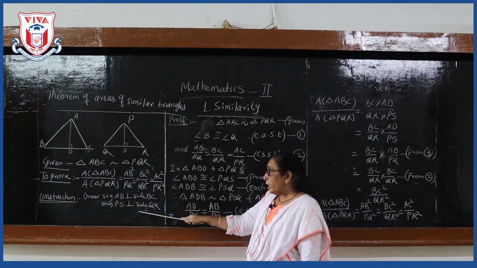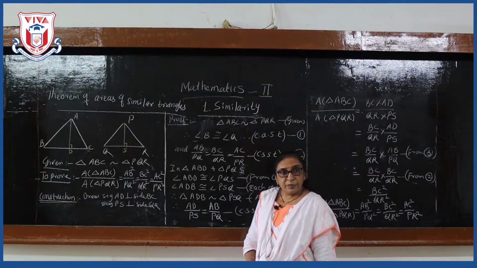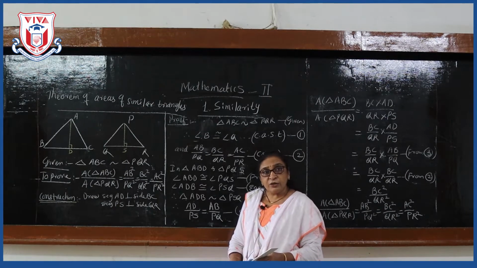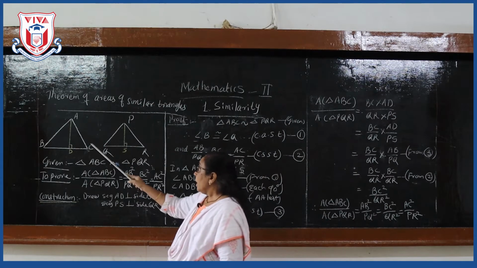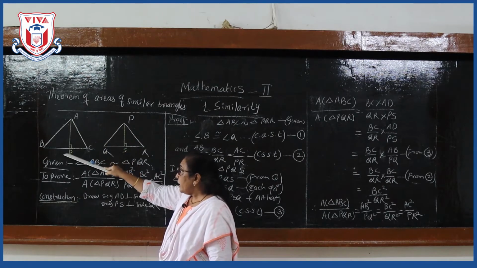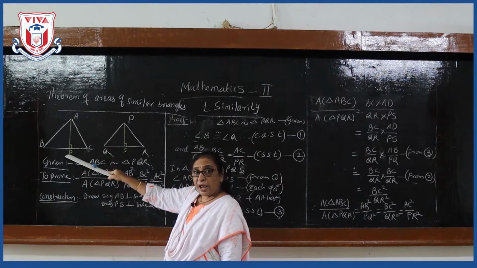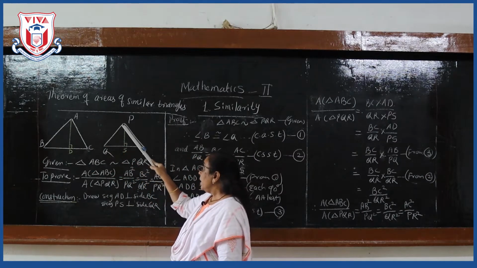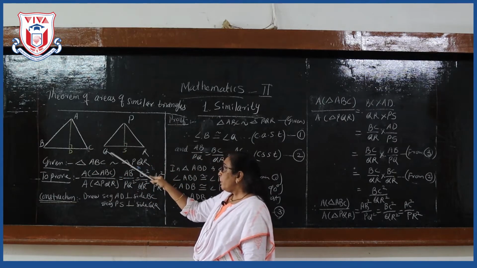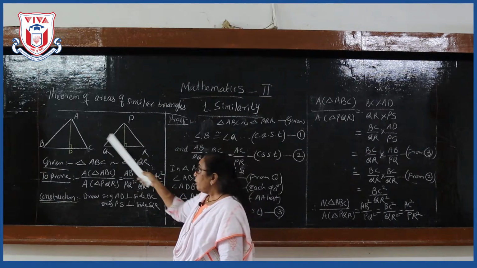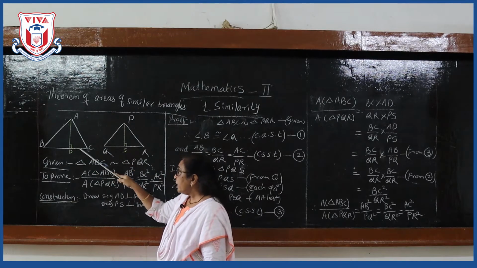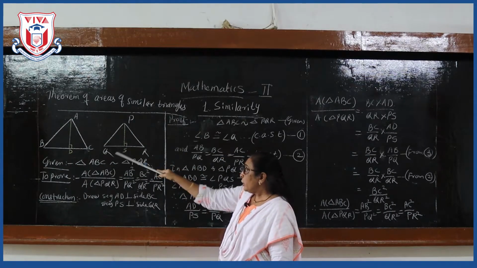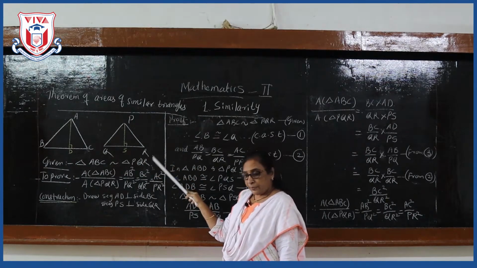Now for this we require a construction, because we are going to apply the property of areas of triangles. So, first draw the height, that means the altitude, of triangle ABC. AD is perpendicular to BC. Similarly, here PS is perpendicular to QR. That means AD is height and BC is base. In the other triangle, PS is height and QR is the base.